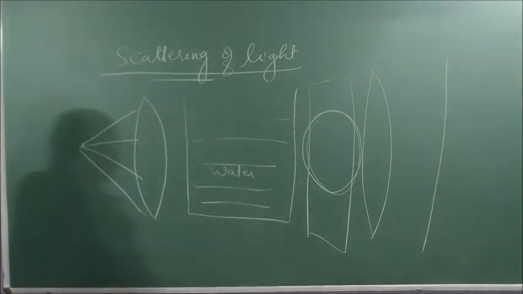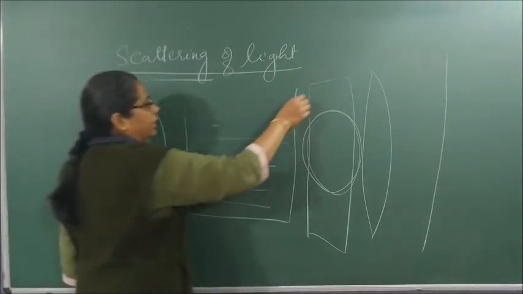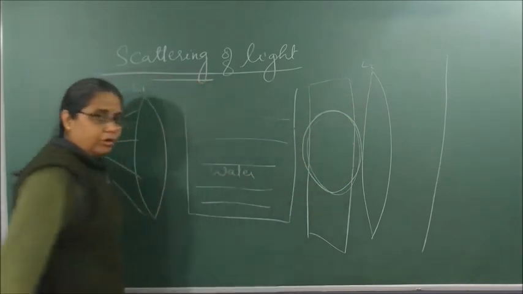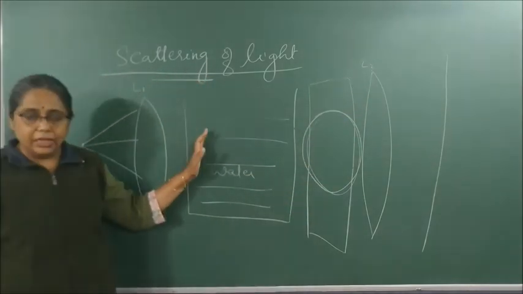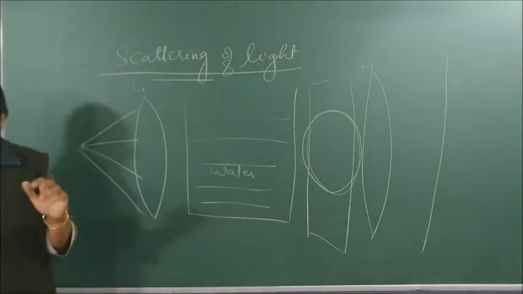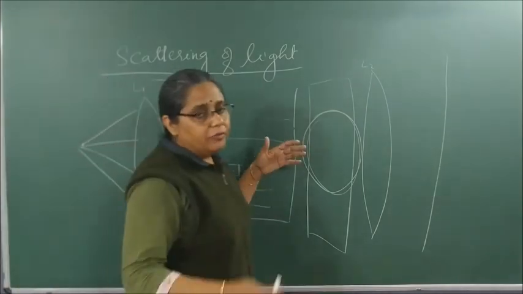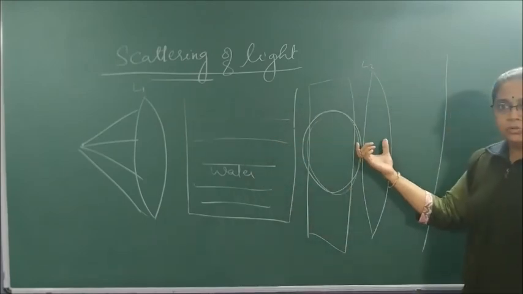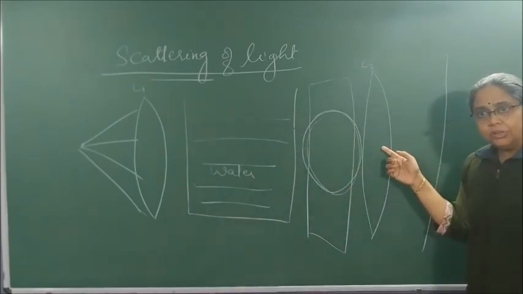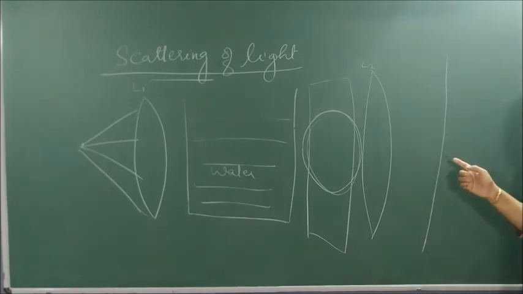Understood? So how many lenses have we taken? L1 and L2, two convex lenses. We have a source of light. We have a glass tank which contains some water. And we have a cardboard which will intensify the beam of light, because only the light which passes through the center will fall on this convex lens, at whose focus we have kept a screen.